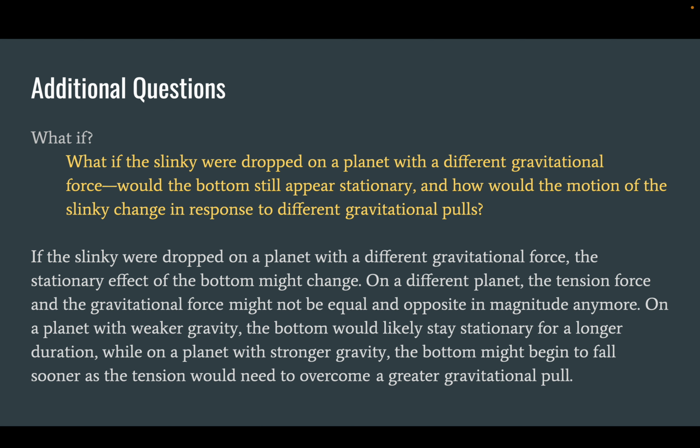On a different planet, the tension force and gravitational force might not be equal and opposite in magnitude anymore. On a planet with weaker gravity, the bottom would likely stay stationary for a longer duration, while on a planet with stronger gravity, the bottom might begin to fall sooner as the tension would need to overcome a greater gravitational pull.